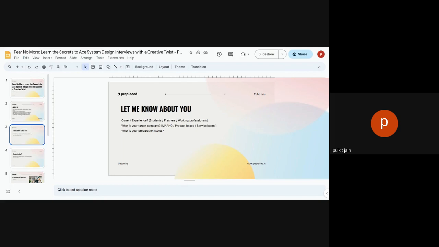For HLD, you should be able to define how a system should work. In-depth knowledge of a few components is good, but given any vague problem, let's say design Instagram, you should be able to talk about the different components and how they interact with each other. That knowledge is good enough for SD2. I see. Okay, got it.